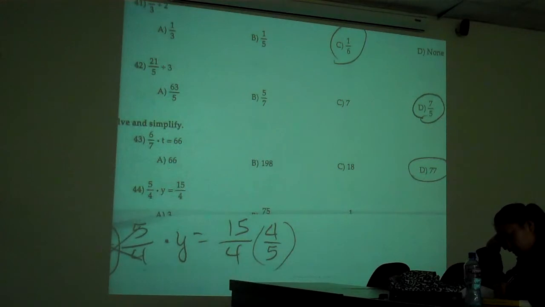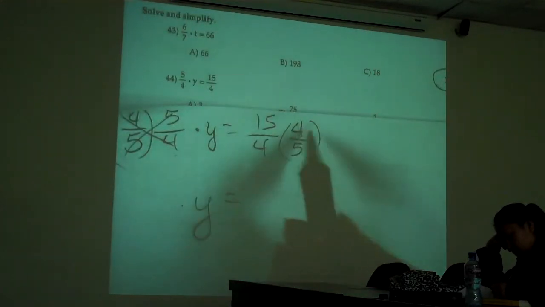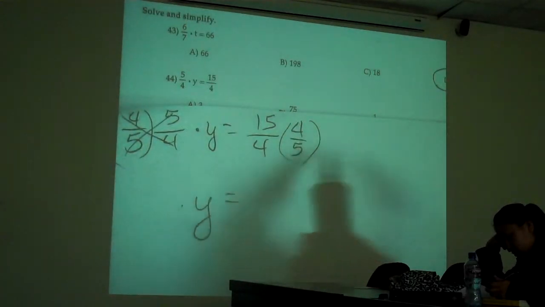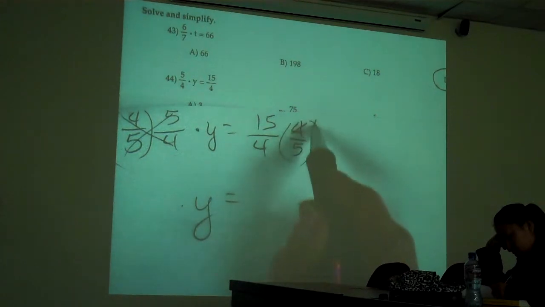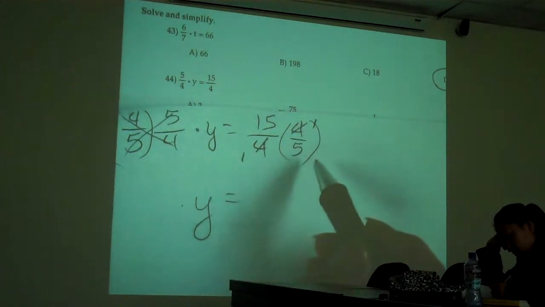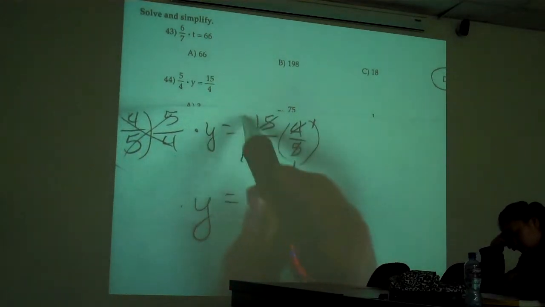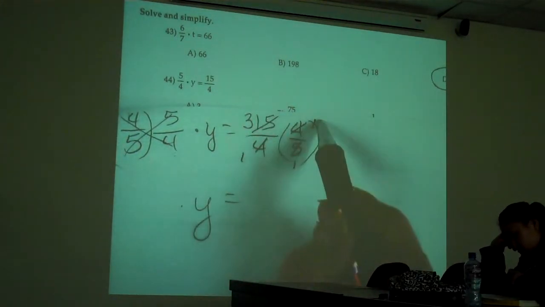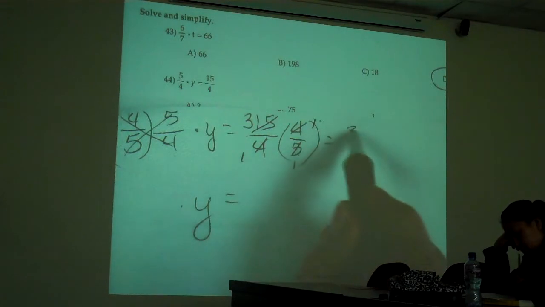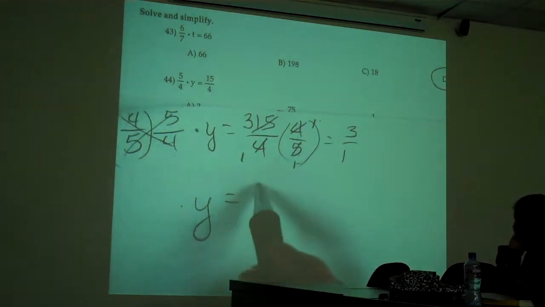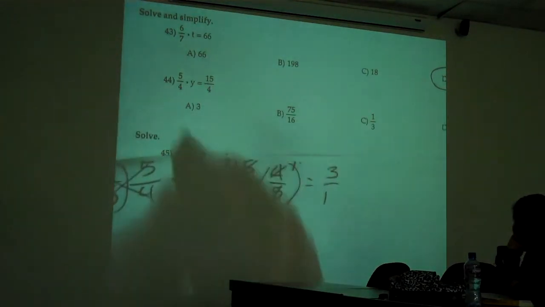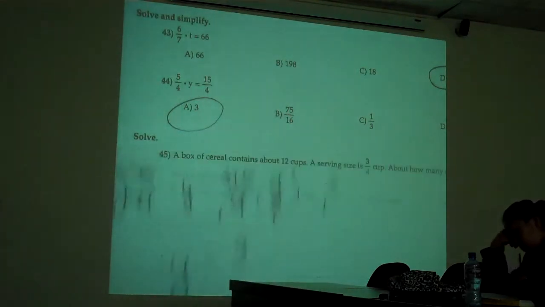What are we going to do with this? Divide by 4s and 5s, right? Divide by 4 is 1, divide by 4 is 1. Divide by 5 is 1, divide by 5 is 3. 3 times 1 is 3, over 1 is just 3. So that one is just 3.